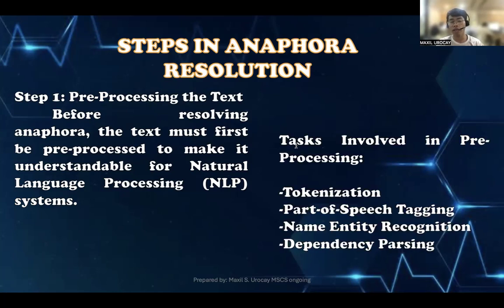There will be tokenization, if you were able to study how tokenization works in our automata and programming language theory. Part of speech tagging, as well, that has been discussed in the syntactic processing in the report of Miss Mini, Joshua and Miss... I forget. And named entity recognition also has been discussed already in the syntactic processing, and the dependency parsing.